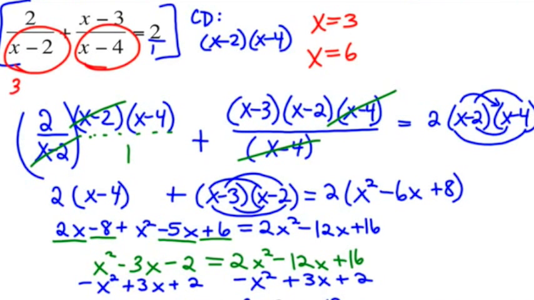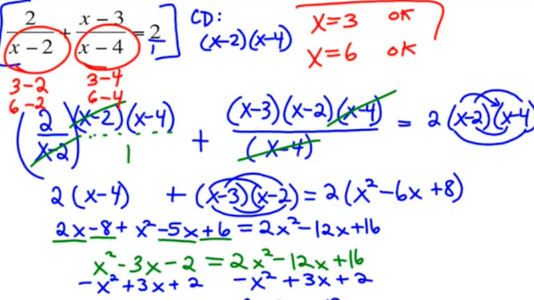Let's see, 3 minus 2, that's okay, that doesn't equal 0. 3 minus 4, that's okay, doesn't equal 0. It doesn't matter that it's a negative number. I can have negative fractions. I just can't divide by 0. So 3 is okay. Now let's check 6. 6 minus 2 does not equal 0. 6 minus 4 does not equal 0. Both answers are okay.